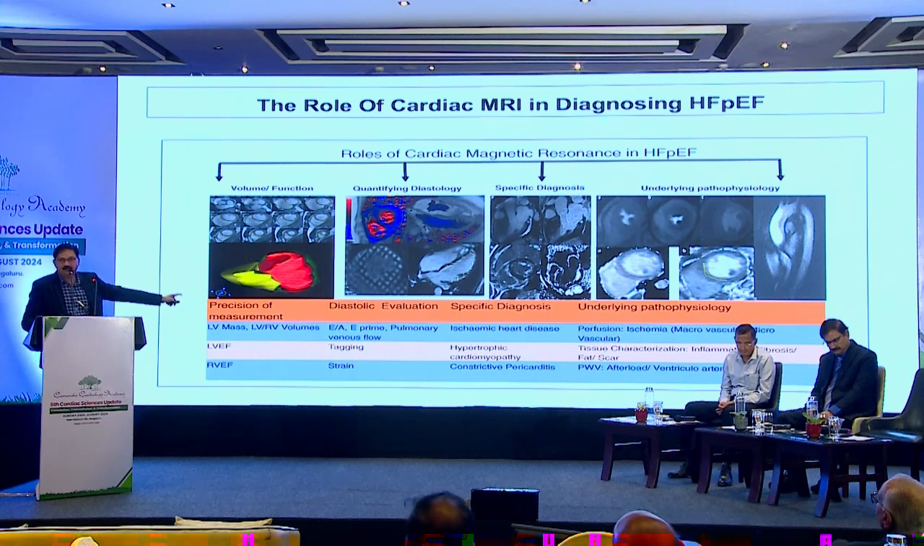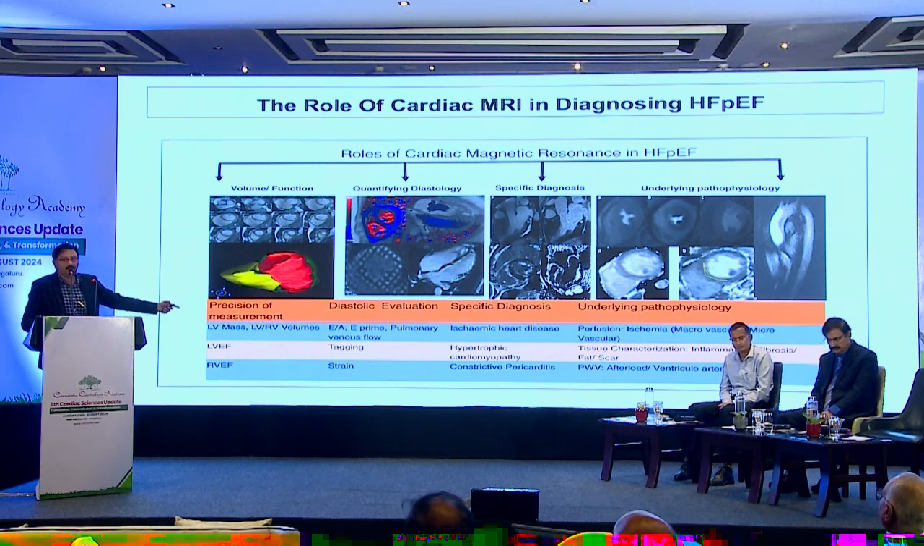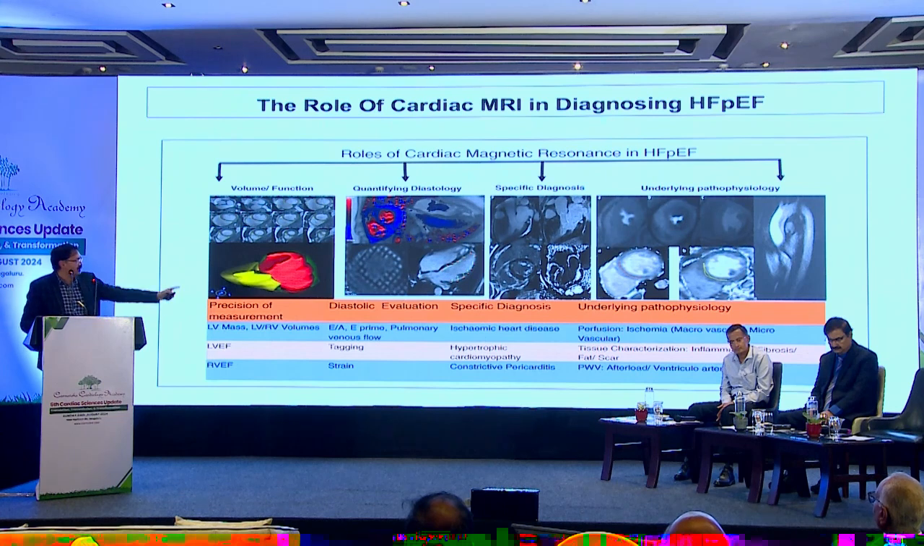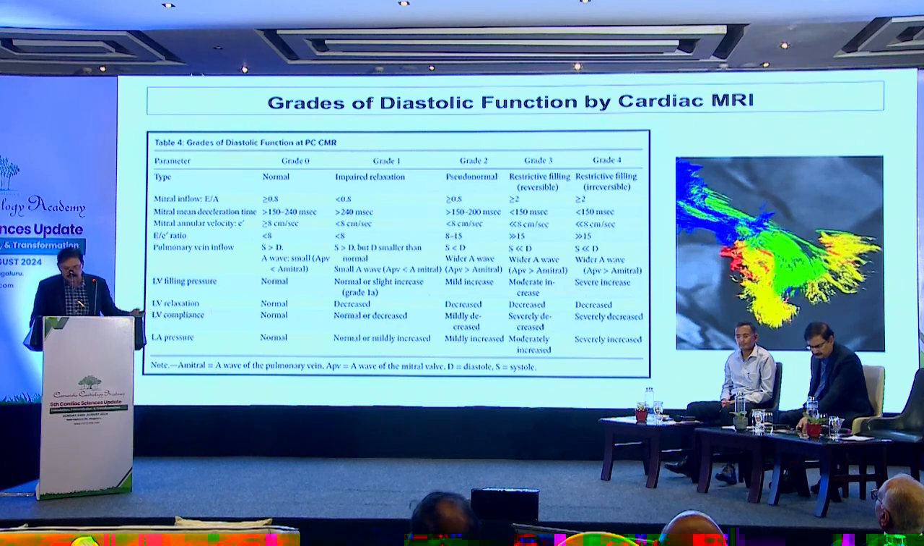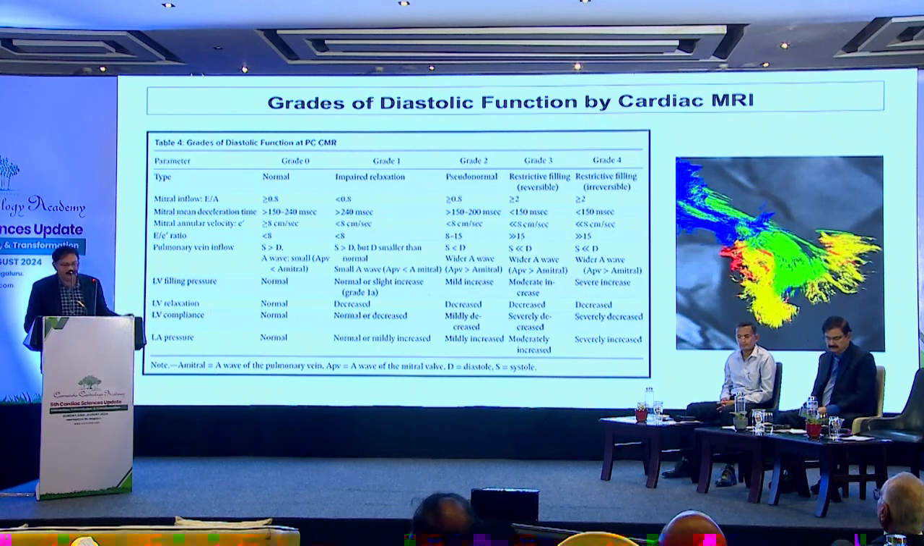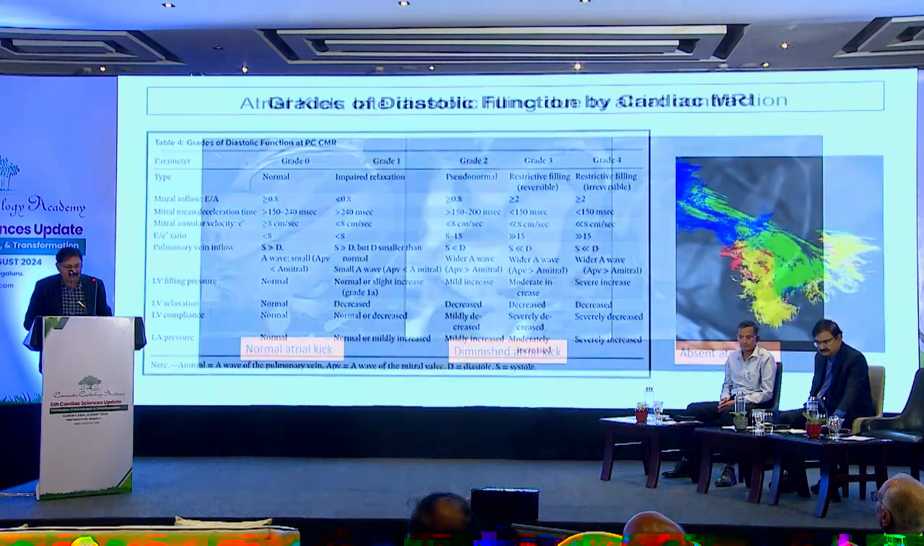Diastolic evaluation, we've dwelt on it already. Ischemic heart disease, there or not there, hypertrophic cardiomyopathy, constrictive pericarditis, and so on, coming to a specific diagnosis, and of course, some idea about the underlying pathology, tissue characterization, is it sarcoid, is it amyloid, what else can you find out? For all of these, the one-stop shop is cardiac MRI. This is the grading, how the diastolic function by cardiac MRI is done. This is a snapshot. I'm not getting into the details.